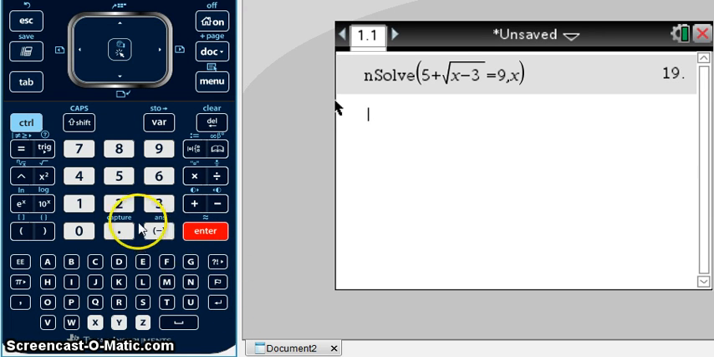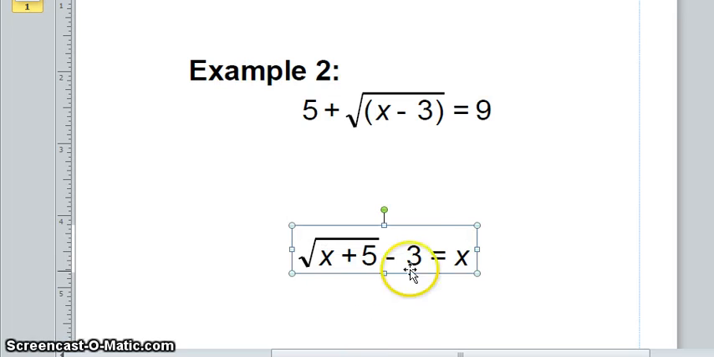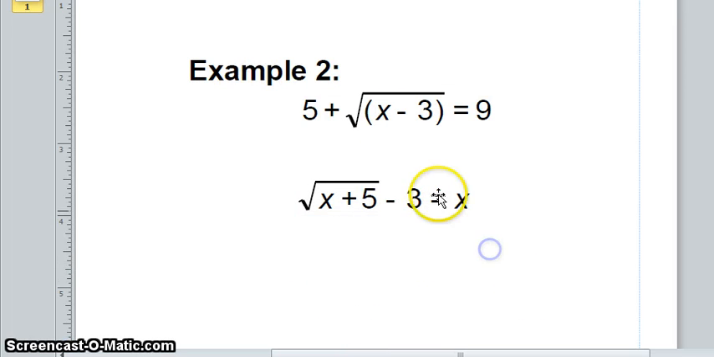Now if I need to verify it, I can do 5 plus square root of 19 minus 3, press over to get out of the square root, equals 9, and it'll tell me true or false.